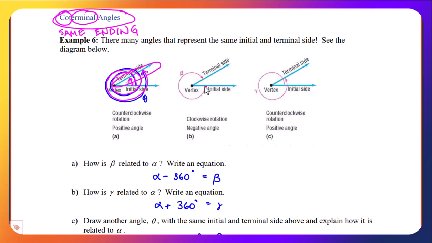Same thing here. I can go from here to here, beginning and end, or beginning and end, same ending. Coterminal. Same thing here. Here's my beginning and end, but I could begin here, go around and rotate, and have the same ending.